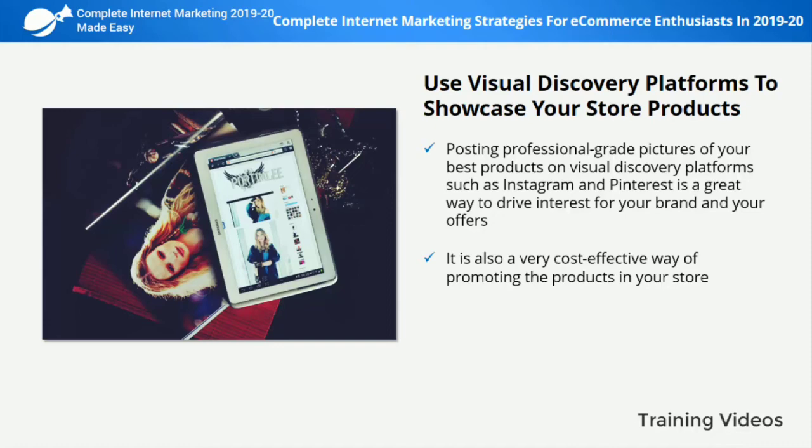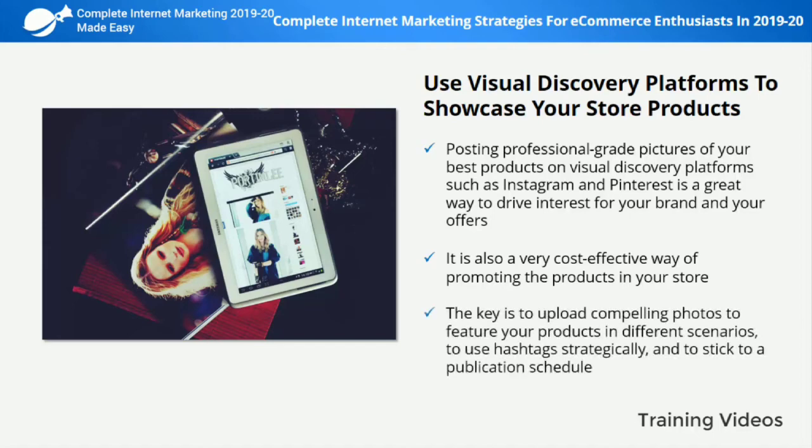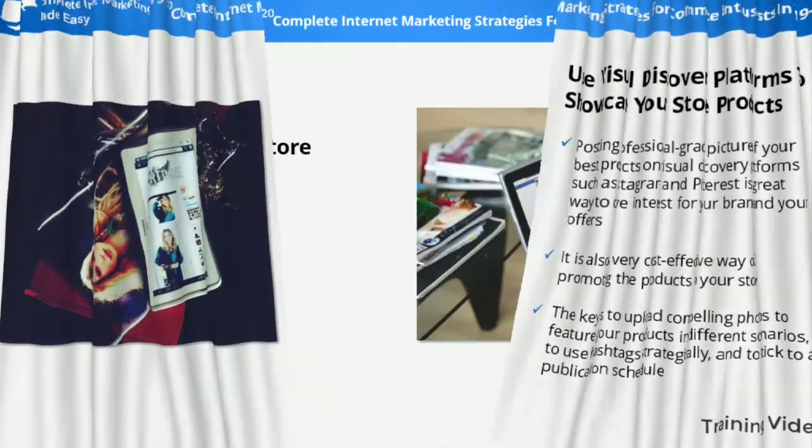It is free to upload your product pictures to Instagram or Pinterest, and you can attract plenty of qualified traffic by adding relevant hashtags to all your product posts. The key is to upload compelling photos to feature your products in different scenarios, to use hashtags strategically, and to stick to a publication schedule. By adding attractive product pictures to your visual discovery posts and encouraging users to learn more about your products by visiting your product pages, you'll be using these platforms to increase traffic and sales.